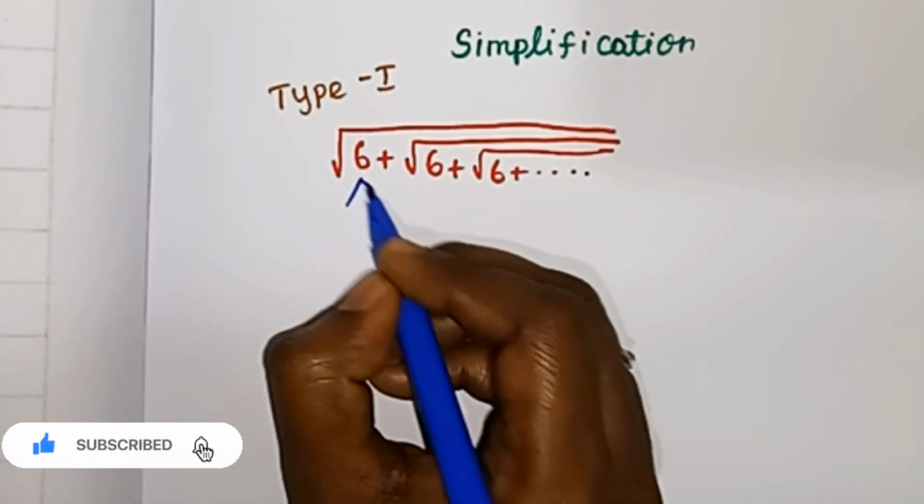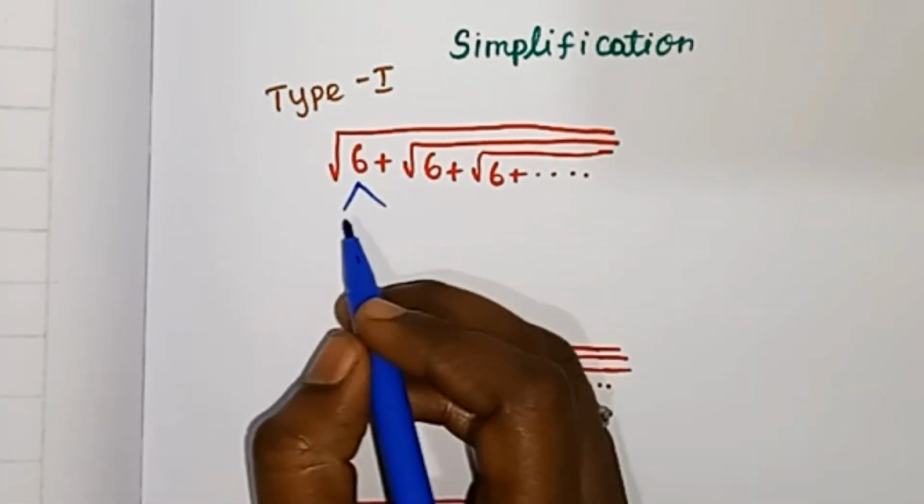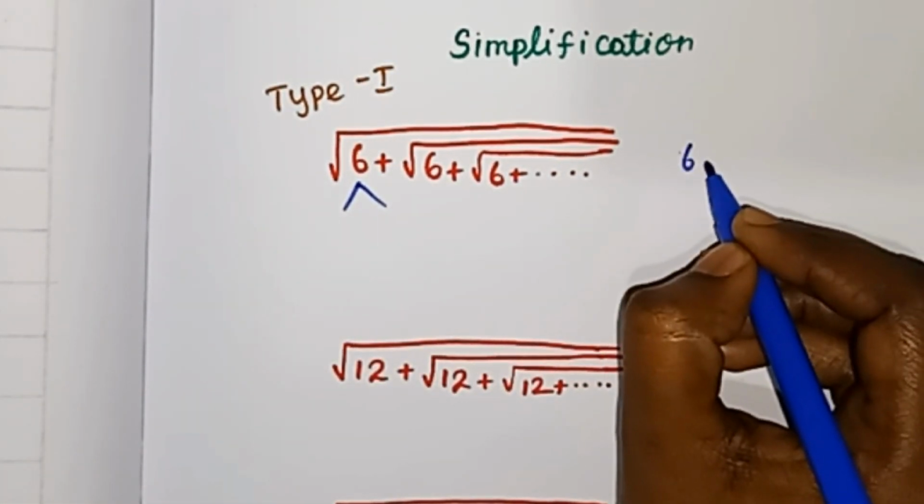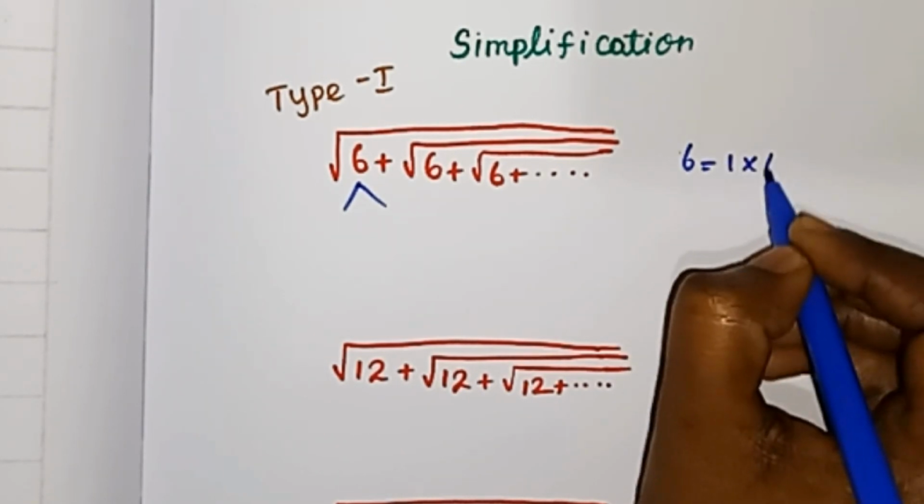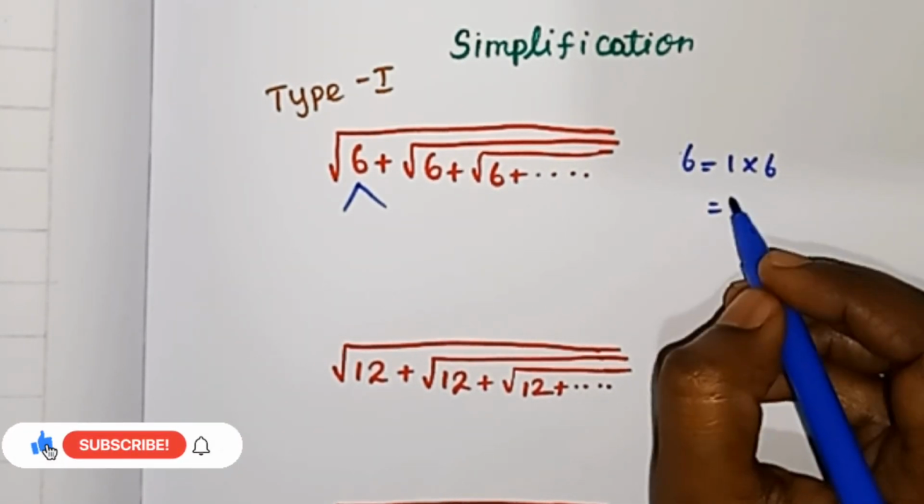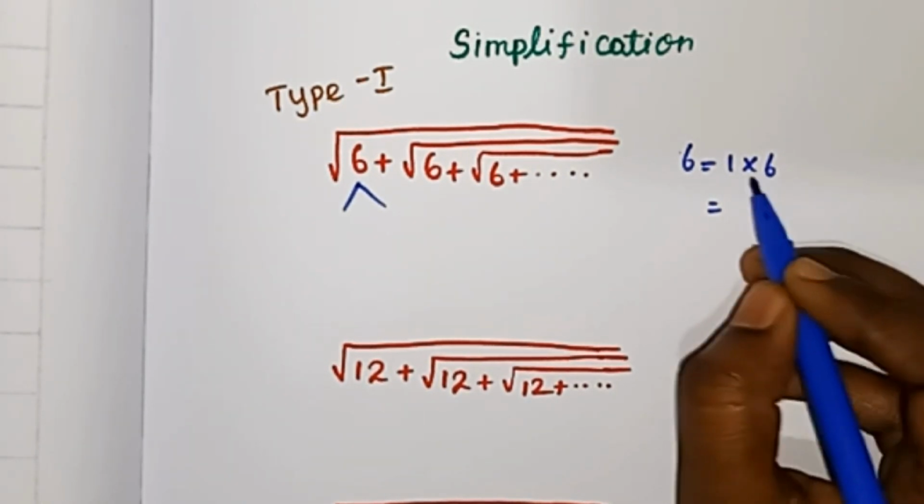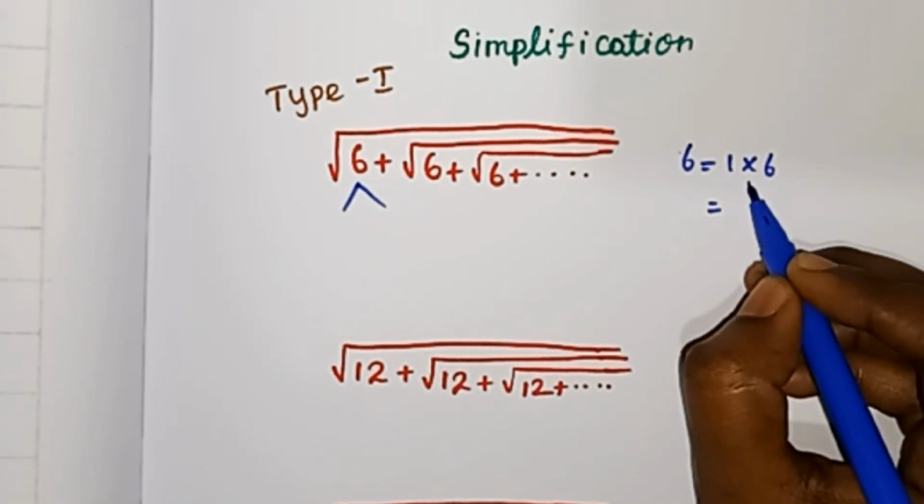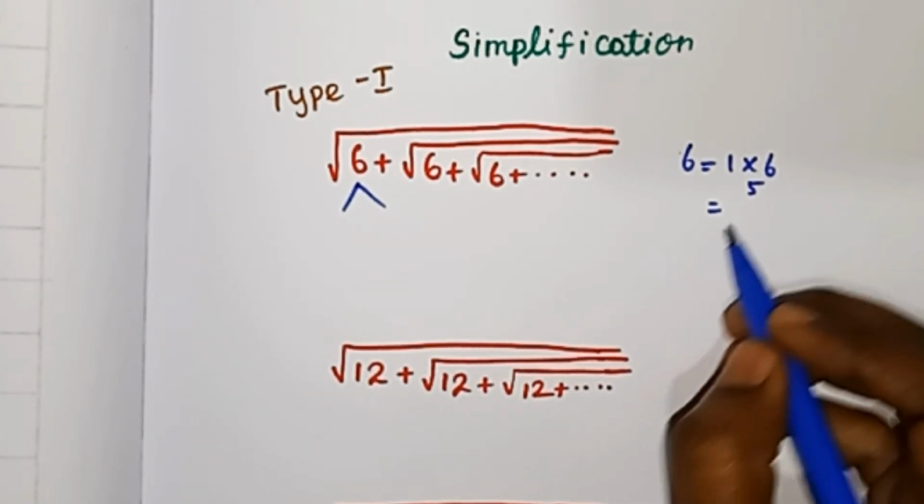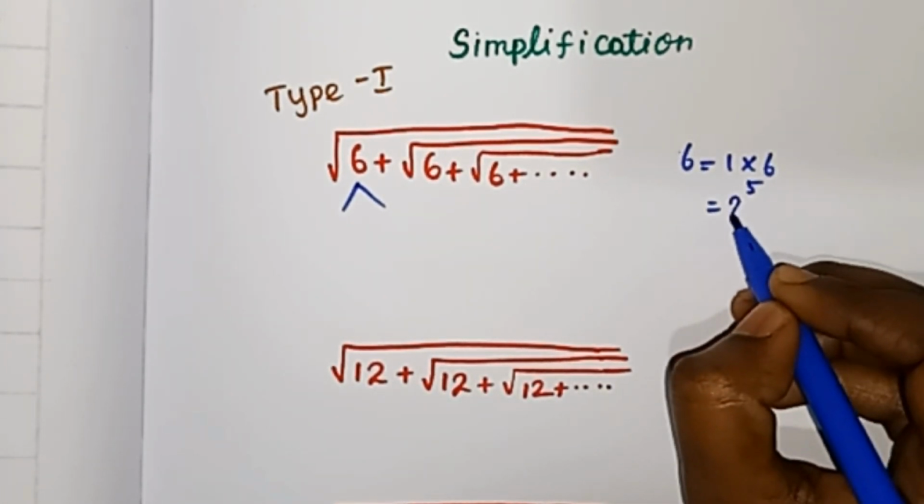you have to find the factors. So 6's factors, what are they? 6 is 1 times 6. These are 2 factors, and the difference between the factors must be 1. So here the difference is 5. So find the next factor.